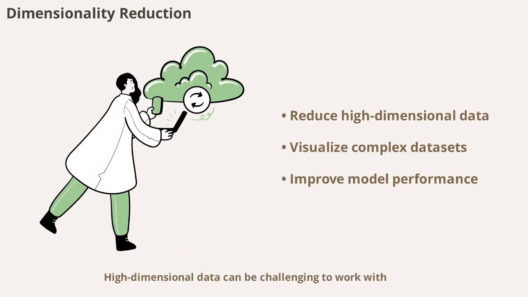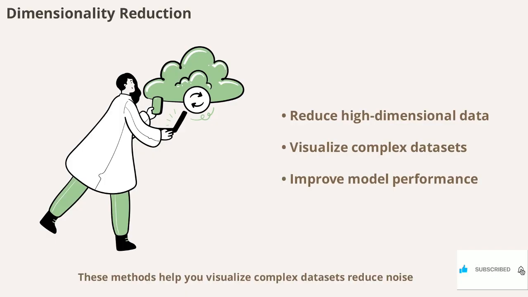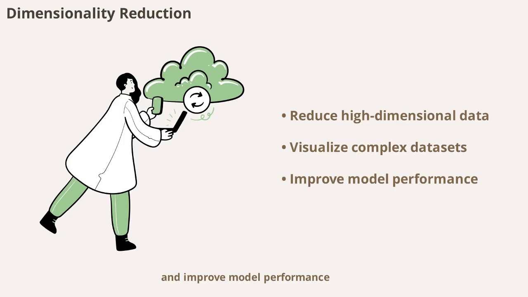High-dimensional data can be challenging to work with. Scikit-learn provides powerful dimensionality reduction techniques like principal component analysis, PCA, t-SNE, and UMAP. These methods help you visualize complex datasets, reduce noise, and improve model performance. Feature selection and manifold learning are also supported, making it easier to focus on the most relevant information in your data.